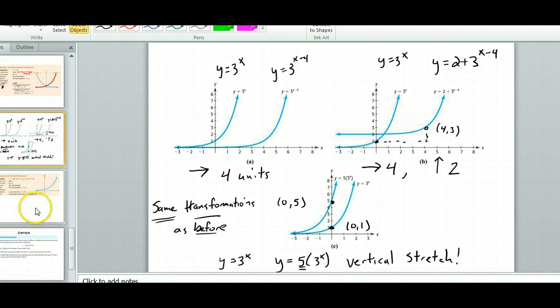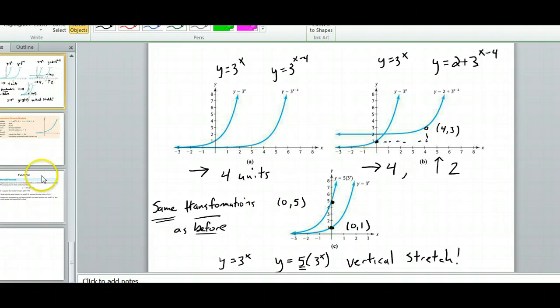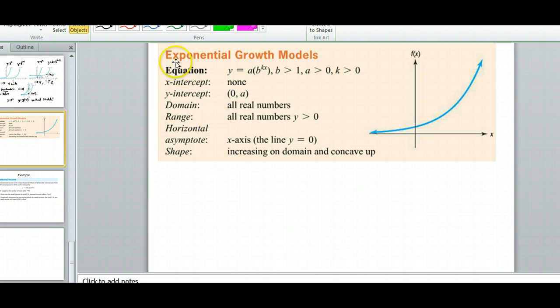So nothing's different, it's just we're applying it to a new type of function. Now this is a really important thing for this section: exponential growth models. They look like this. We've got that thing out in front that we're multiplying by, and there's our base, just like before. And then k is some type of number that we're multiplying the input by. So we're multiplying the output and the input.